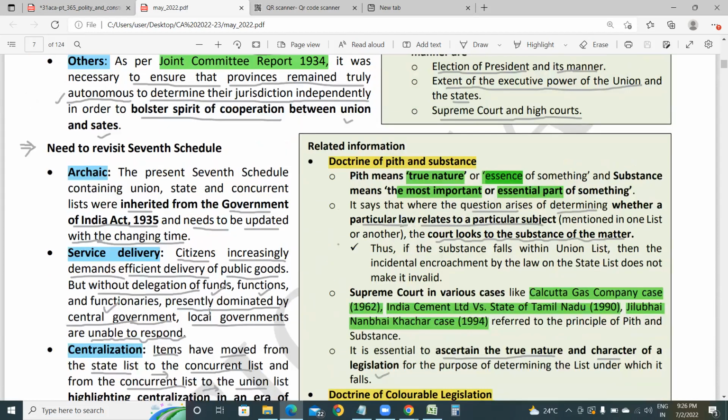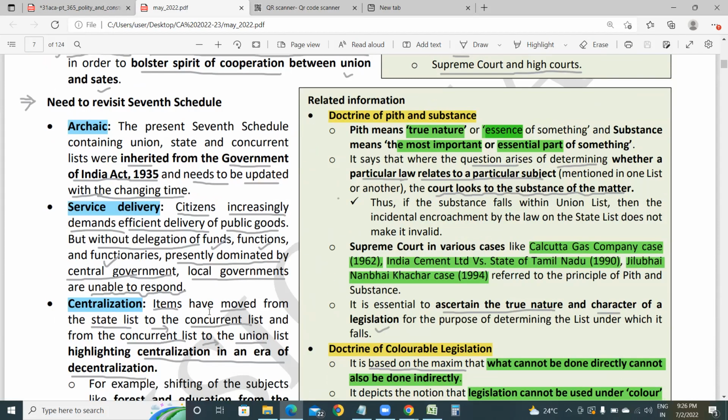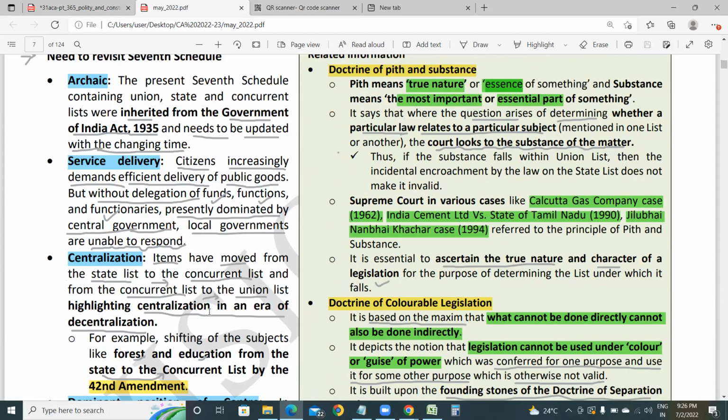Let's see some more details or related information. The doctrine of pith and substance. Here, pith means a true nature or essence of something, and substance means the most important or essential part of something. It says that where the question arises of determining whether a particular law relates to a particular subject which is mentioned in one list or another, the court looks to the substance of the matter. That is, the court looks to the essential part of the matter.